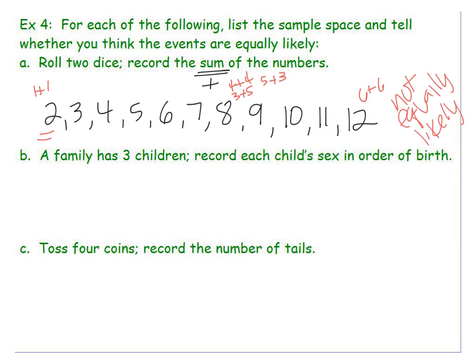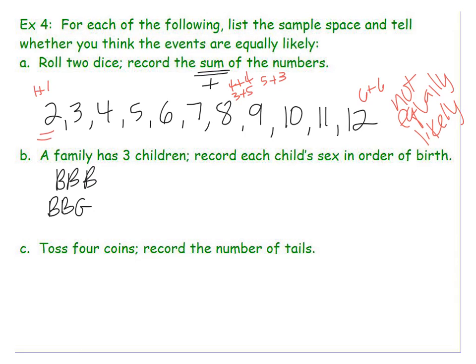So a family has 3 children. We want to record each child's sex in order of birth. So there's several possibilities here, and we want to definitely do this systematically. So the first situation is, what if the family has all boys? 3 boys in a row. Well, there's also the possibility where there's 2 boys and the third one's a girl.